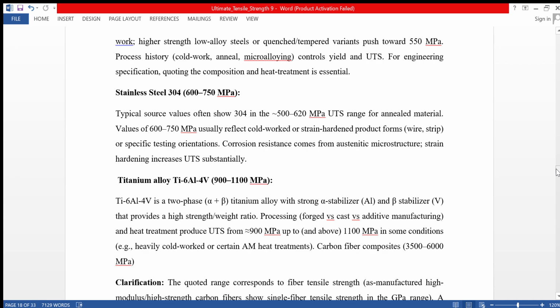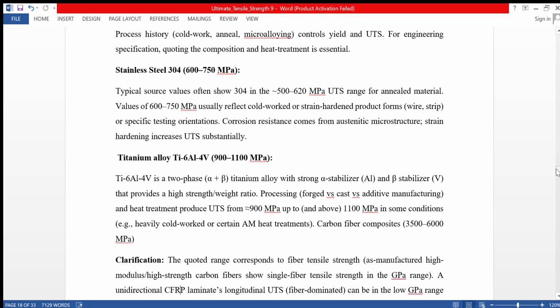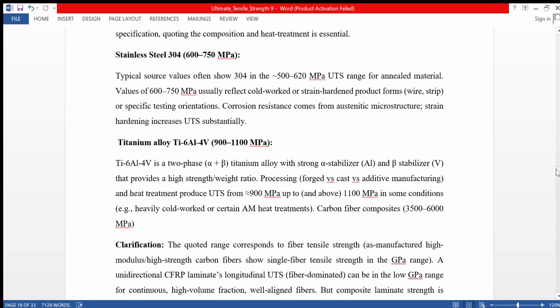Carbon fiber composites, 3500 to 6000 megapascals. Clarification: the quoted range corresponds to fiber tensile strength. As-manufactured high modulus or high strength carbon fibers show single fiber tensile strength in the GPa range.